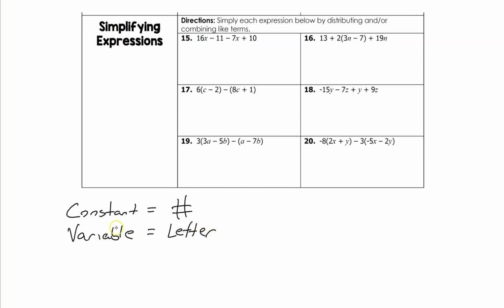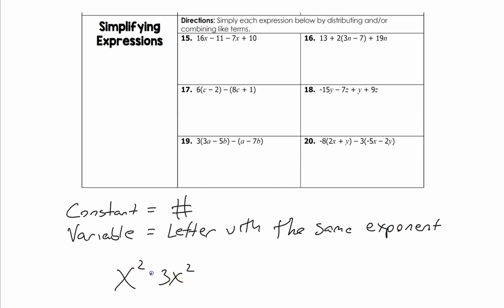Now it's a letter with the same exponent. So like terms would be like x squared, 3x squared, right? If you added those together, you'd have 4x squared. But x squared plus x, right, that's a no. Those do not go together.